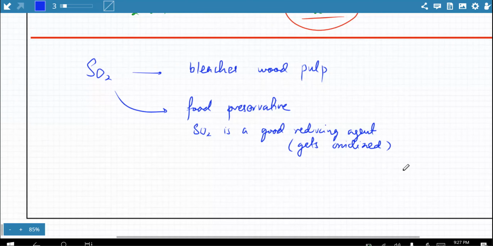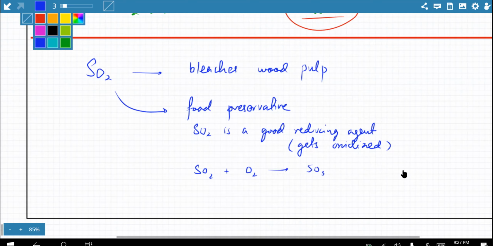So when you add it into food chips, it gets oxidized. It consumes all the oxygen, reacts with oxygen in the air slowly, and ends up forming SO3. So who needs oxygen? In your food packets, this oxygen was needed by bacteria. Okay, bacteria need oxygen.